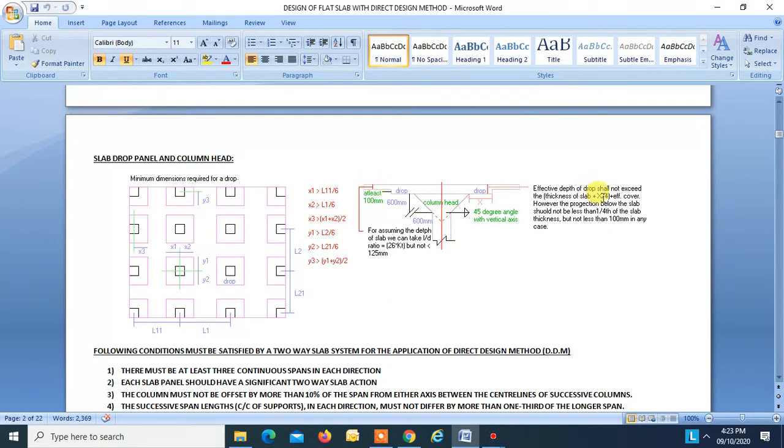This is thickness of slab plus x by 4. This is x, if there is a capital, and this is the distance. If there is no capital, then it will be from the face of the column to the outer edge of the drop. Okay, that will be x. So effective depth of the drop shall not exceed the thickness of slab plus x by 4. However, the projection below the slab should not be less than one-fourth of the slab thickness, right? This projection should not be less than one-fourth of the slab, and at least it should be 100. Okay.